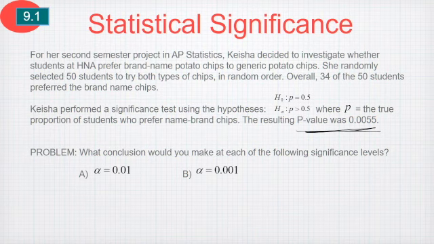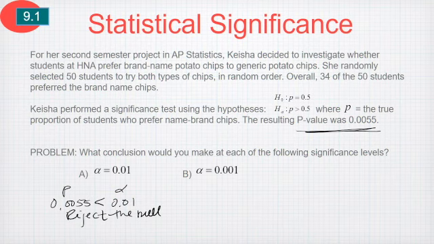My first significance level is alpha equals 0.01. So I'm going to state my p, which is 0.0055, and I'm going to look at my alpha, 0.01. Boom, p is less than our alpha. If the p is low, the null has to go. Reject the null. Now I can't just say reject the null. I would say, since the p-value is less than alpha, and I would put these values in parentheses, we reject the null hypothesis. There is convincing evidence that the students prefer brand name chips.